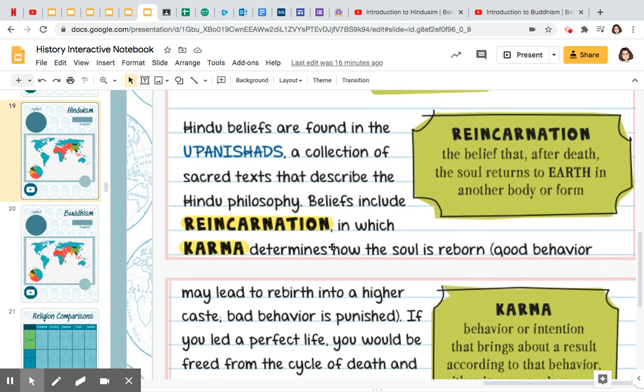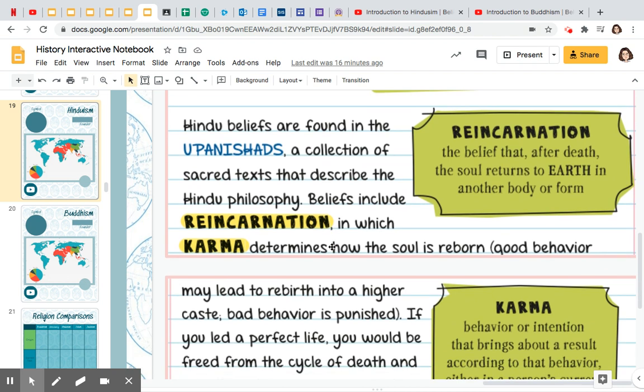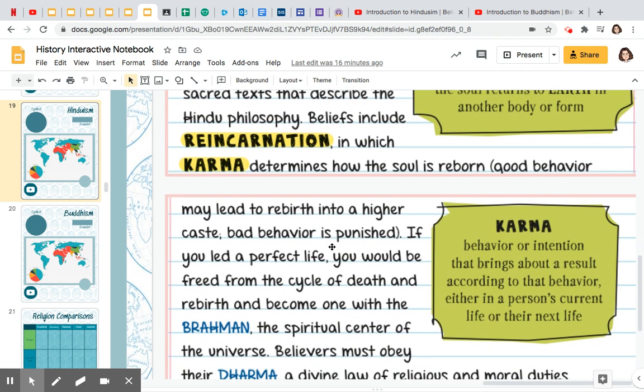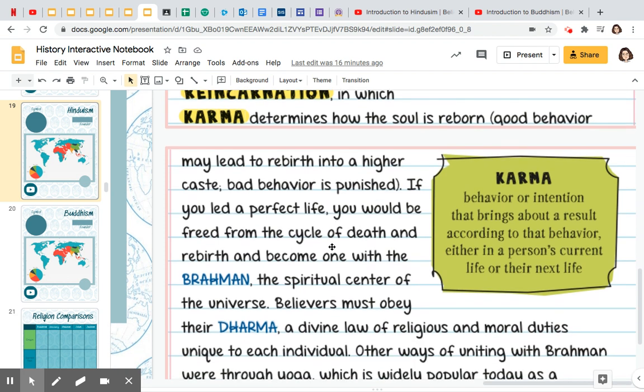Hindu beliefs are found in the Upanishads, a collection of sacred texts that describe the Hindu philosophy. Beliefs include reincarnation, the belief that after death the soul returns to earth in another body or form, in which karma determines how the soul is reborn. Good behavior may lead to rebirth in a higher caste, while bad behavior is punished.